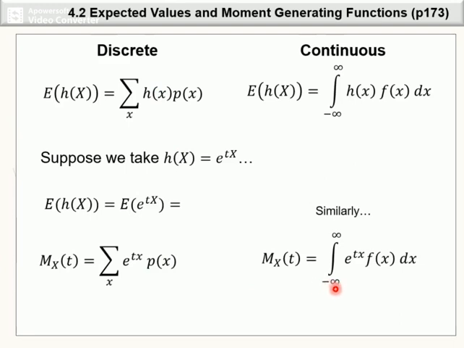Now, similarly, this is what you have for the moment generating function of a continuous random variable. Instead of a summation, you have an integral from minus infinity to infinity. And in place of the h(x), from here, you have e to the tx. And instead of using a probability mass function, you're going to use a probability density function.